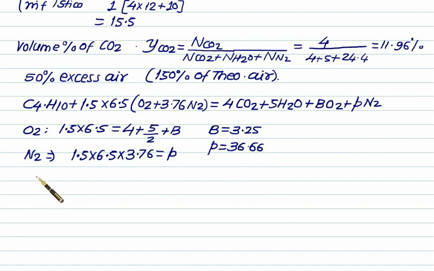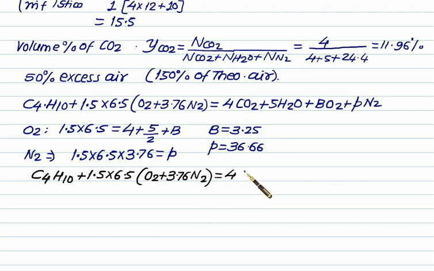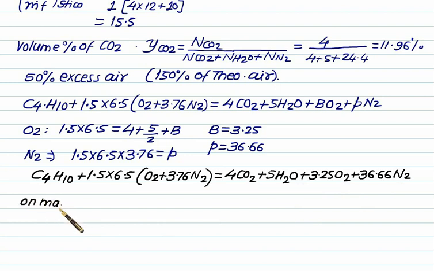So we have C4H10 plus 1.5 into 6.5 into O2 plus 3.76 N2 will give you 4 times CO2 plus 5 times H2O plus B times, that is 3.25 times O2, plus 36.66 times N2.